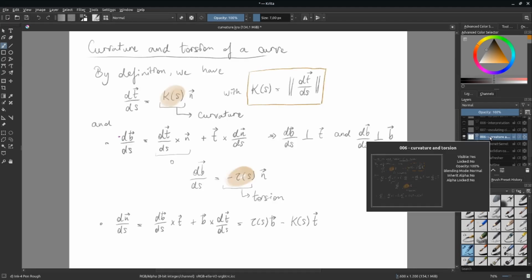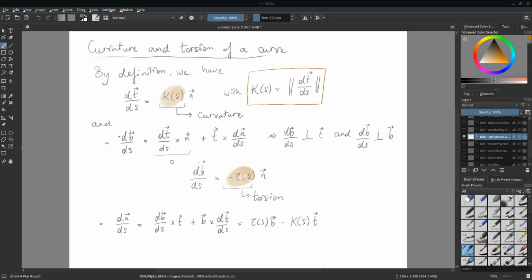Okay, so now we have a basis of vectors. What can we do with it? Actually, I think I have a nice visualization for this, but I'll keep it until after I explain curvature and torsion.